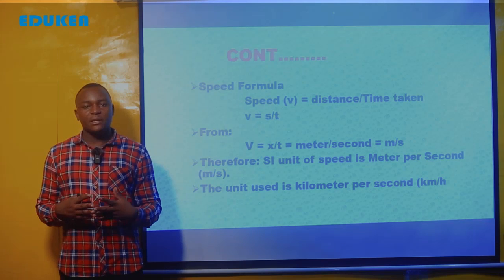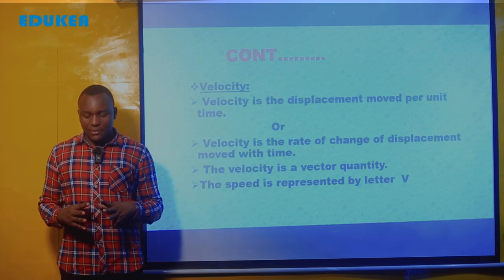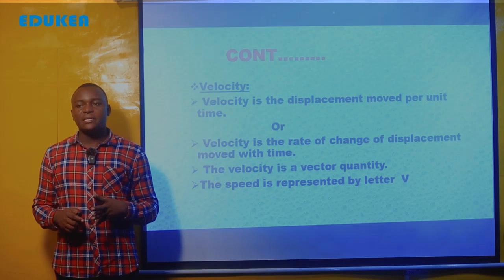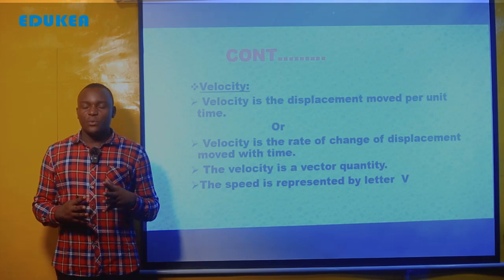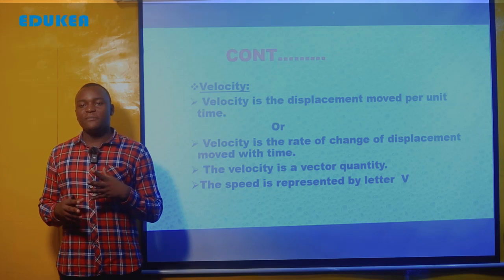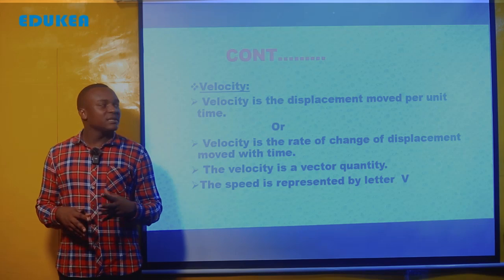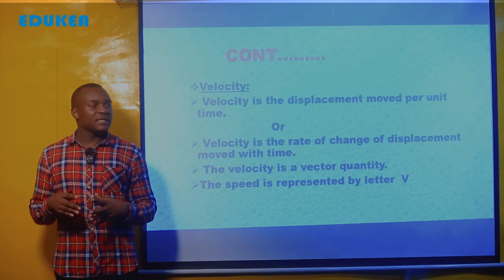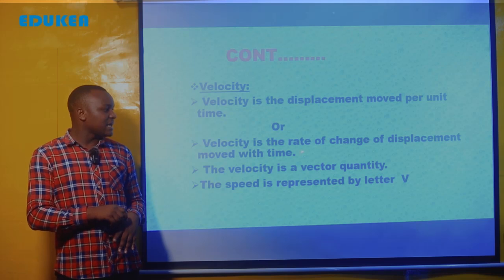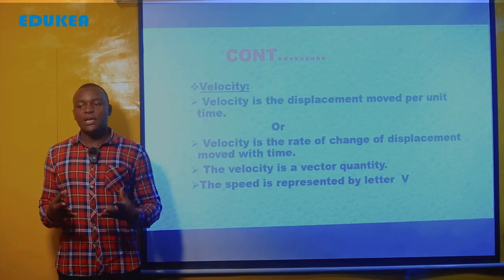Now let's come to look at velocity. When we say velocity is a displacement moved per unit time, we know that displacement is a vector quantity because it has magnitude and it has direction. So velocity is the displacement moved per unit time, or sometimes you can say that velocity is the rate of change of displacement moved with time. So the rate of change of displacement moved per unit time is what we call velocity.